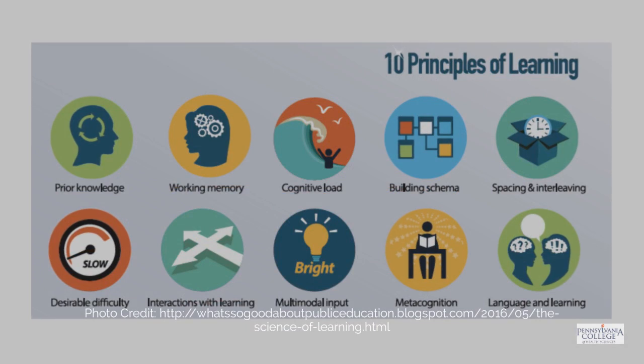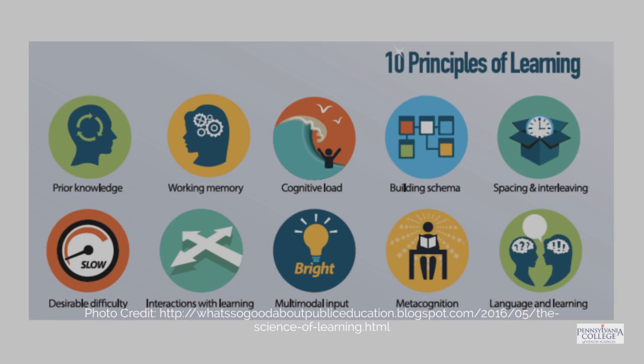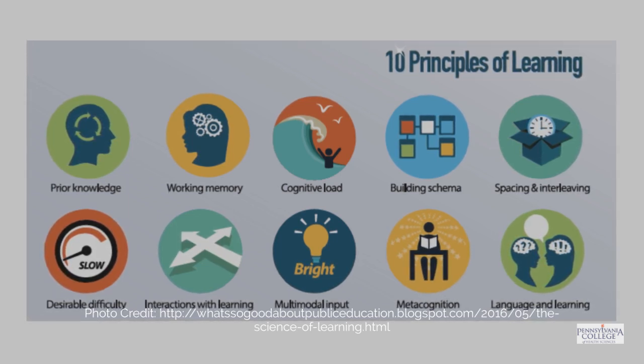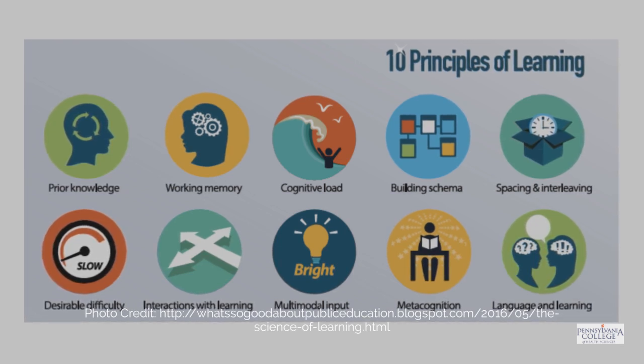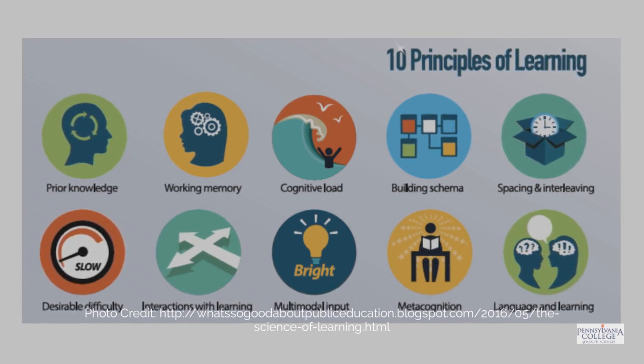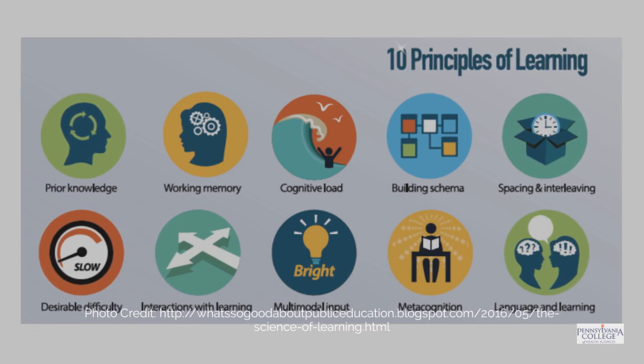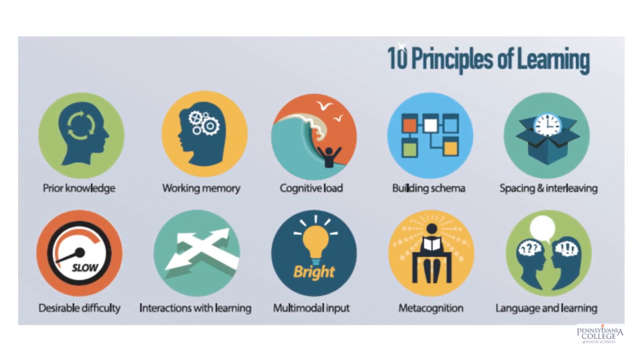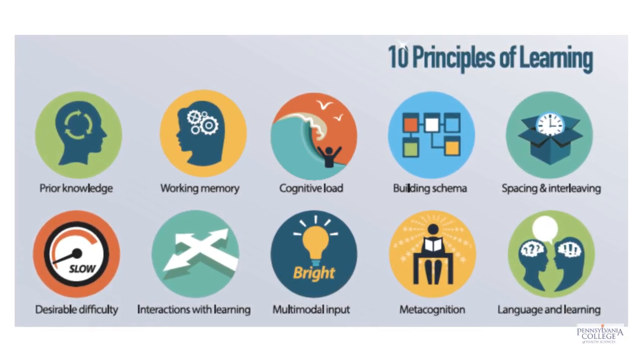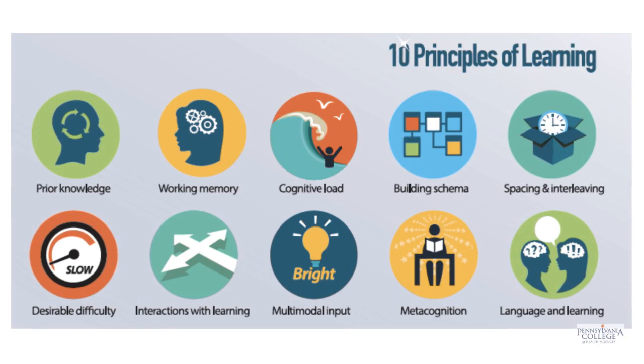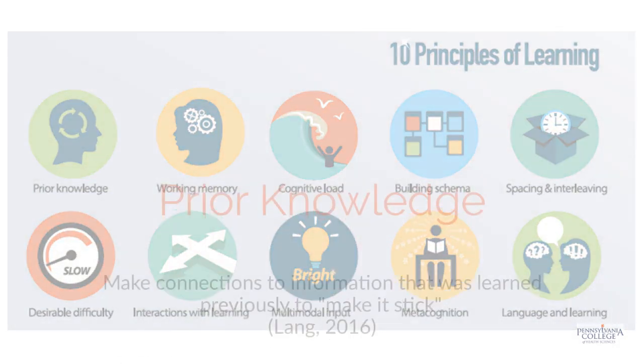There are 10 specific principles of learning that we want to make sure that we understand as we look at learning new content. We need to take into account our prior knowledge, our working memory, the cognitive load, building schema, spacing and interleaving, desirable difficulty, interactions with learning, metacognition, and language and learning. Let's take a look at some of these principles specifically to see how they relate to learning in mathematics.